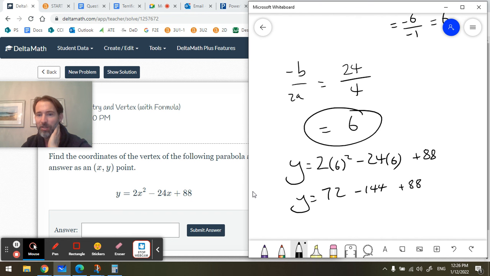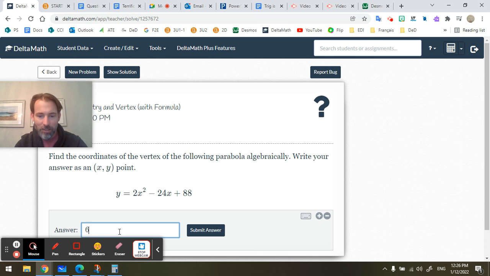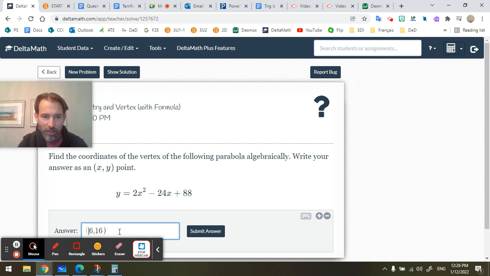Okay, and then I do 72 minus 144, which is negative 72, plus 88. Negative 72 plus 88, well, that is 16. Whoa, we got a similar answer as before, 16. Okay, so let's try it. 6 comma 16. I think it wants brackets, or else it says it doesn't like it.